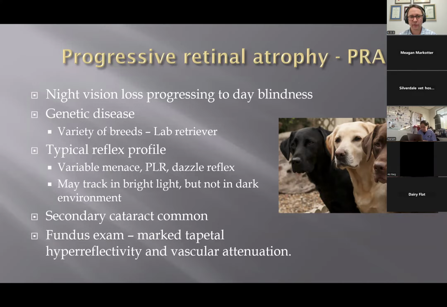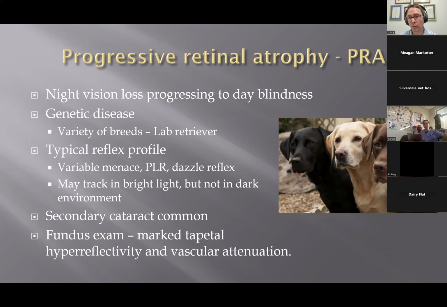It's a variety of breeds, but wow, Labrador Retriever would be 80% of the dogs that I see with this. It's super common in that breed. Again, they have a relatively typical reflex profile. They've got a variable menace. It depends how degenerate the retina is. And they'll often have some PLR and some dazzle reflex, but again, it depends on how degenerate the retina is. If it's early stage, then they might be pretty responsive. If it's right at the end stage, maybe there'll be nothing.